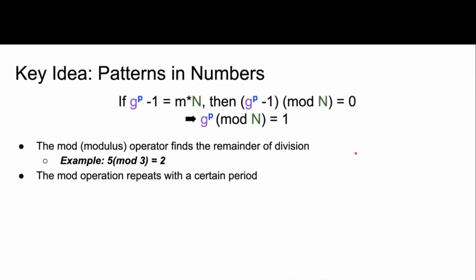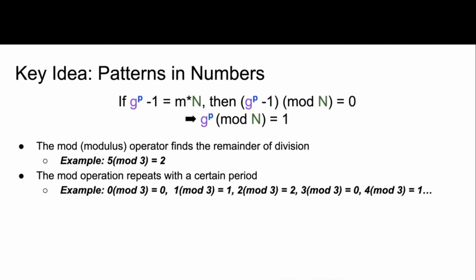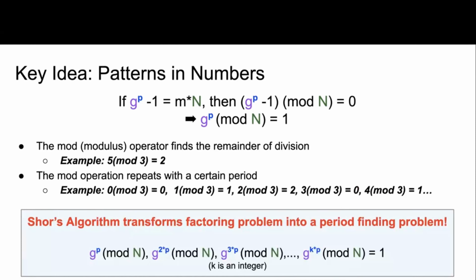Something to point out that's very important is that the modulus operation repeats with some certain frequency, with some certain period. So here, if we look at 0 mod 3 equals 0, 1 mod 3 equals 1, 2 mod 3 equals 2, 3 mod 3 equals 0, we start to see our values appearing again. So we have 0 again and 1 again. Shor's algorithm takes advantage of this and turns a factoring problem into a period finding problem.